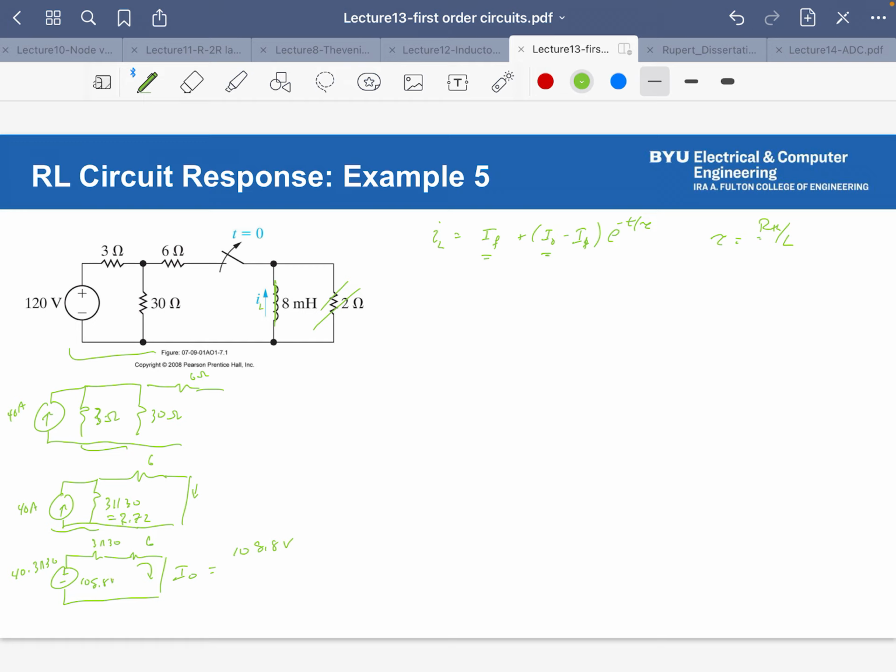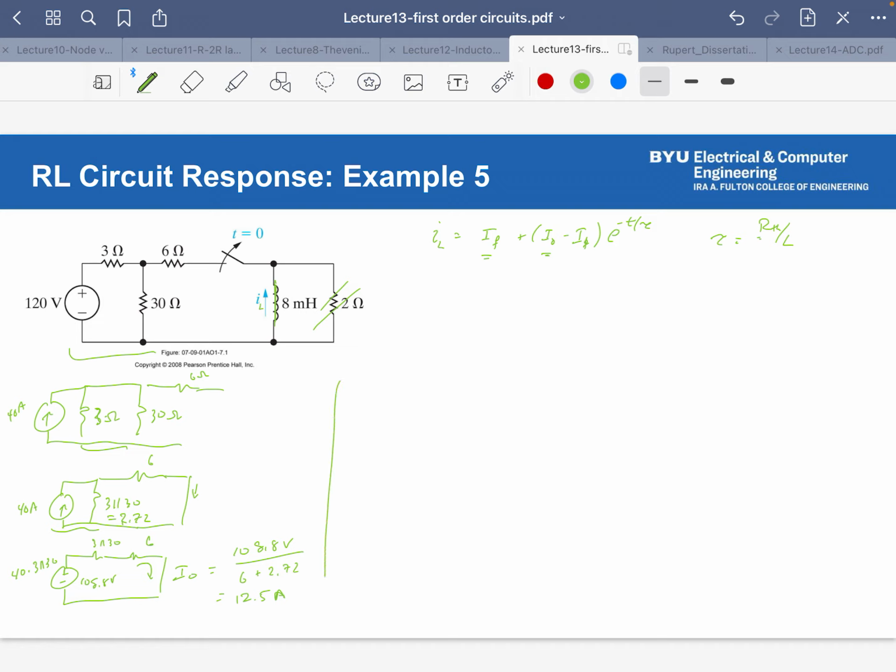Okay, so now the current that flows here, I0, is going to be 108.8 volts divided by 6 plus 2.72. So let's see, 108.8 divided by 6 plus 2.72. And I get 12.5 amps. Okay, so the initial current is 12.5 amps.